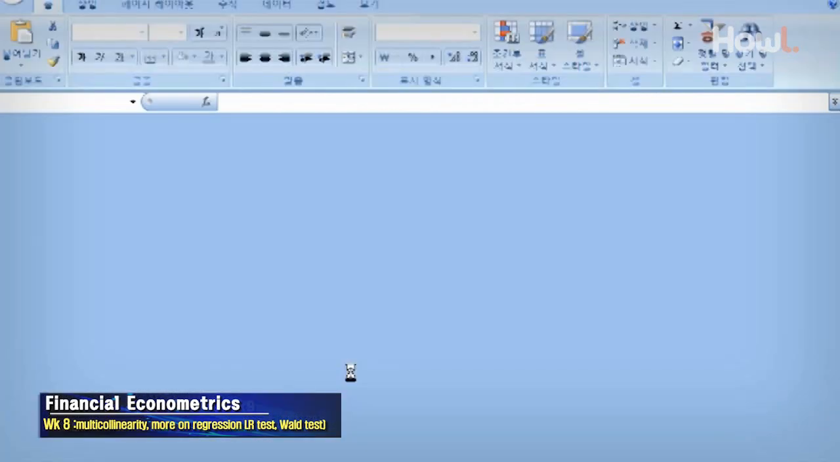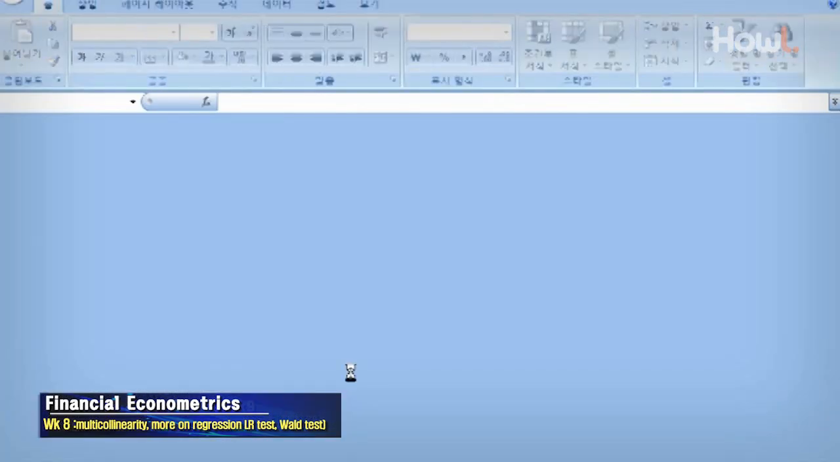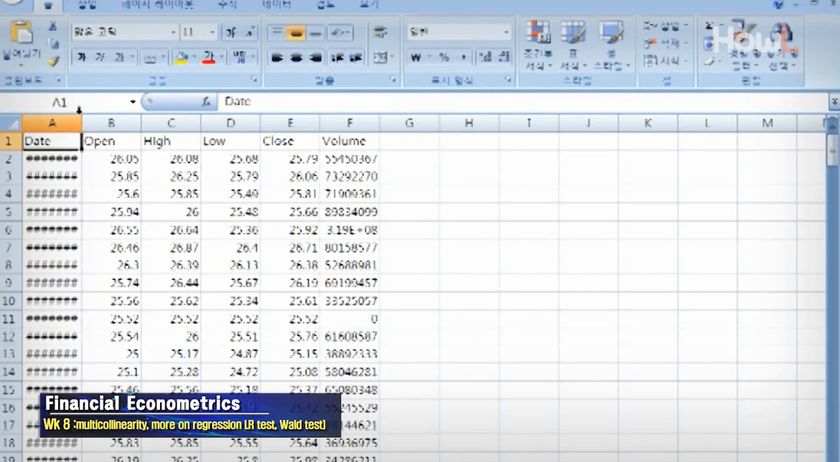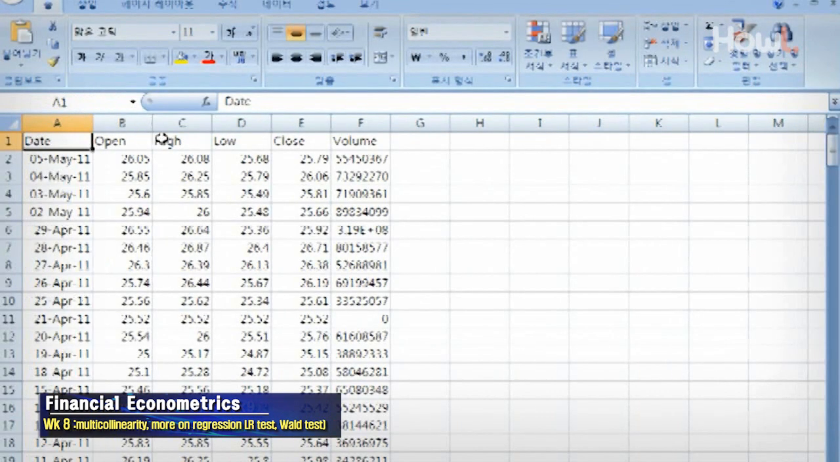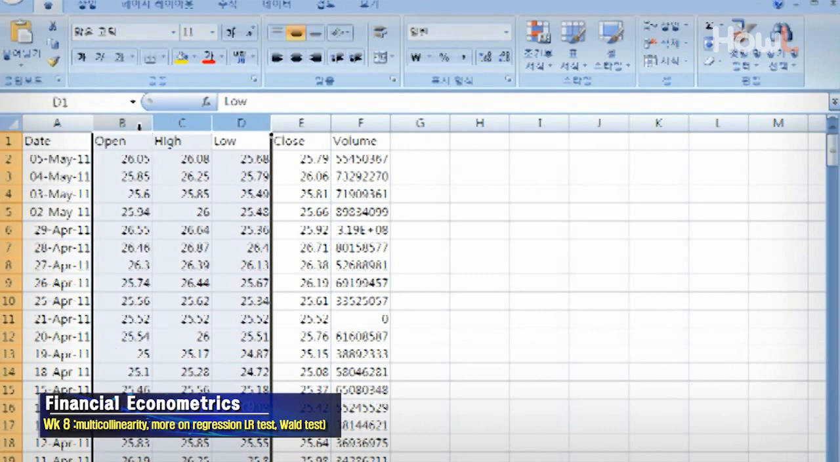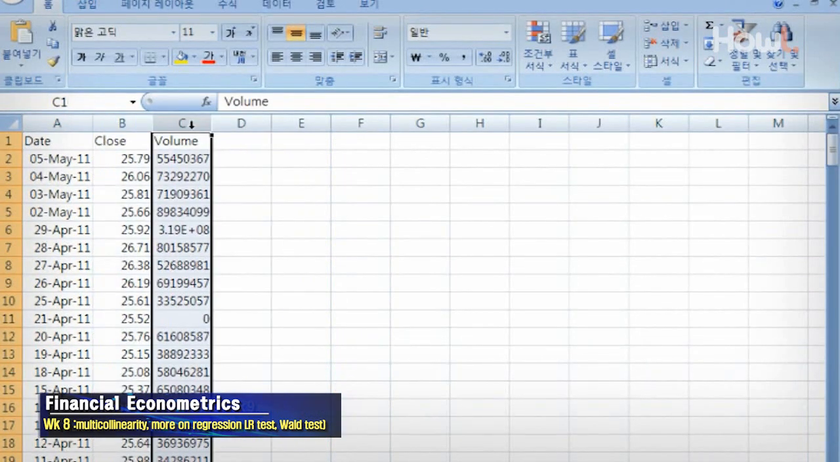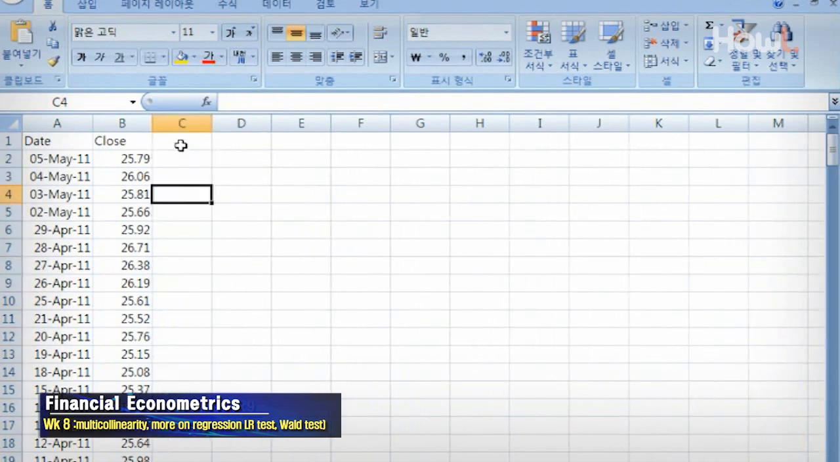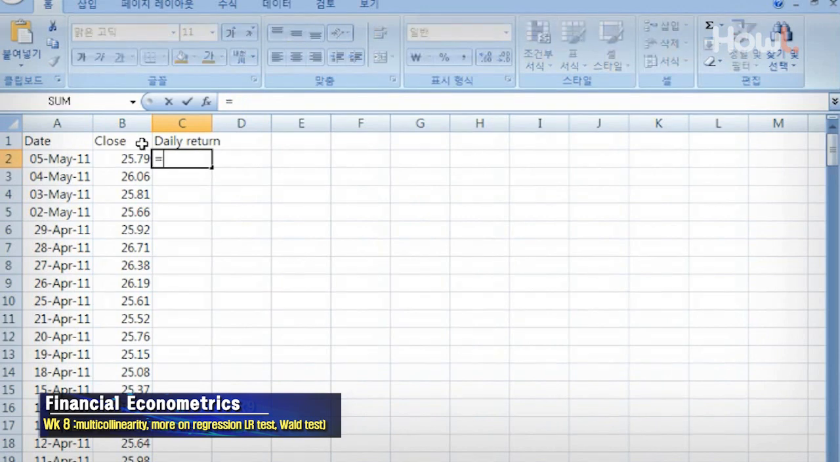So it has the date, opening price, high, and low price daily, and we don't need them. So we delete this part. And we don't need this part either. So this is the closing price of Microsoft. And actually we want to change it to the daily return. So the daily return will be the ratio of this one and this one. Okay, so this is the daily return.